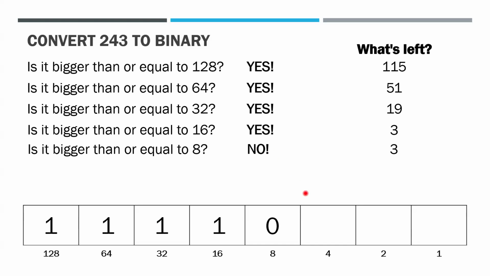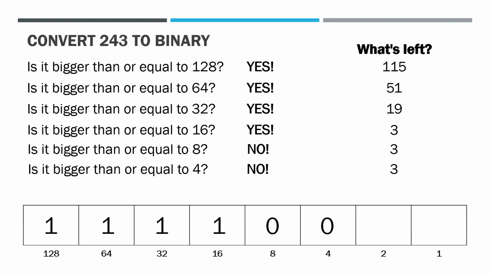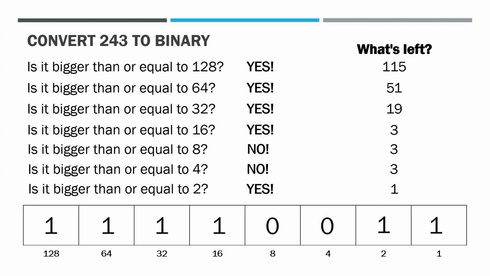Down to the 4s place. Is 3 bigger than or equal to 4? Absolutely not. So we drop a 0 into the 4s place. What's left over? 3. Moving on to the 2s. Is 3 bigger than or equal to 2? Absolutely. So we drop a 1 into the 2s place, and what's left over is just 1. And so that 1 ends up in the 1s place.